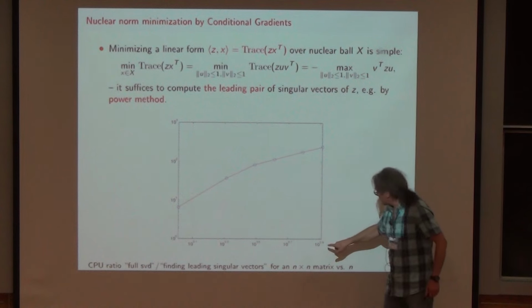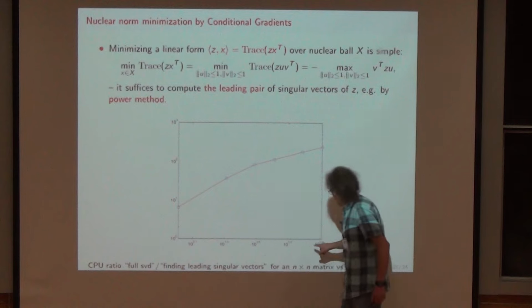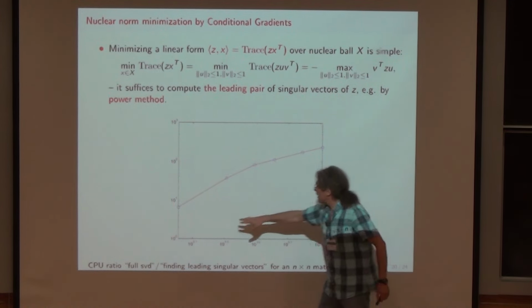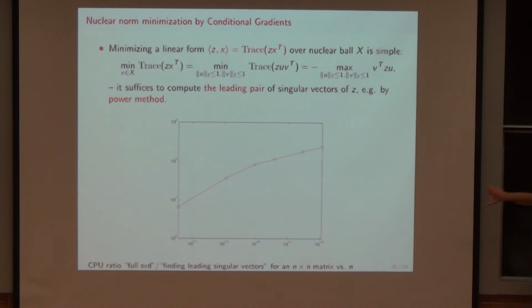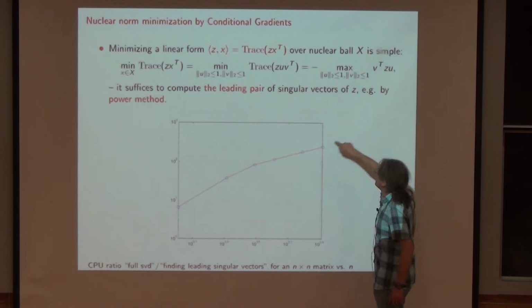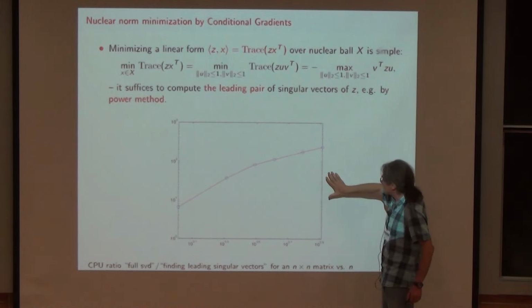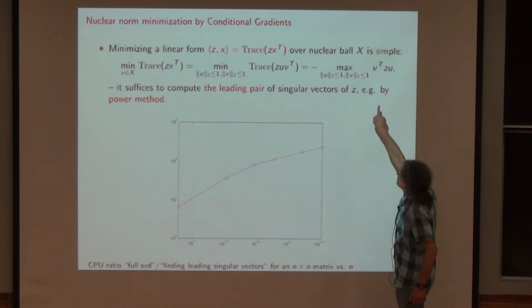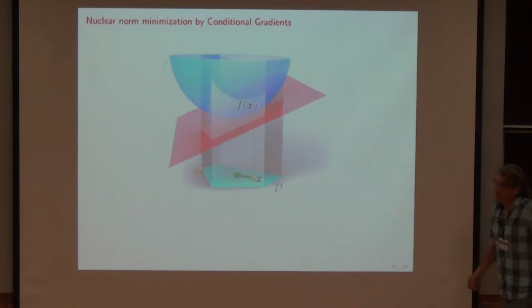Here you see, depending on the size of the matrix, this is 3.1, this is 3.5. So these are matrices of size between 1,000 by 1,000 and 16,000 by 16,000. You see that the ratio becomes like 300 already, and it grows even faster for big matrices. This is the ratio of the time needed to compute just the principal singular vectors versus the whole singular value decomposition.